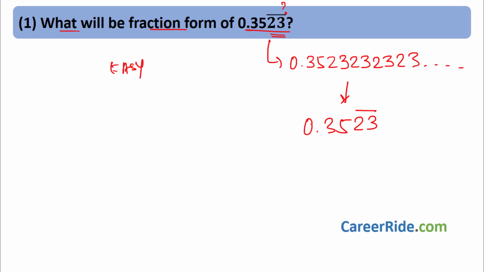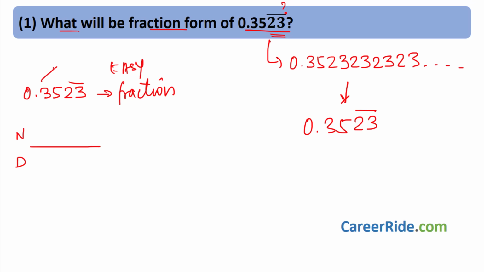Now let us see how to convert 0.3523 with repeating 23 into a normal or simple fraction. A fraction has two parts, the denominator and the numerator. Let us see what the denominator would be. In case of a normal fraction like 0.525, what do we write? We write 525 divided by 1000, but here you cannot do this. Let us see what to do over here.